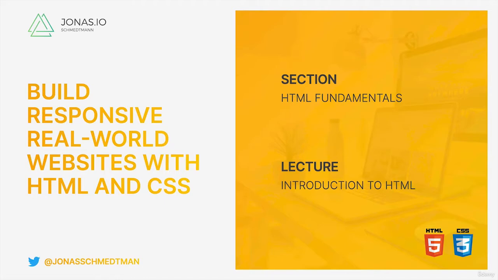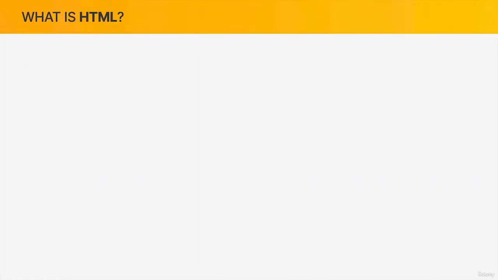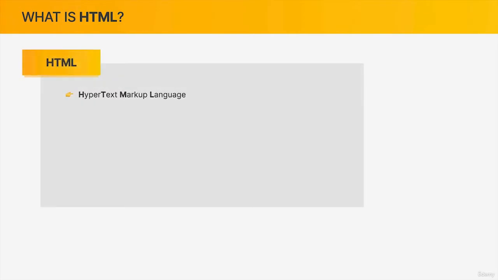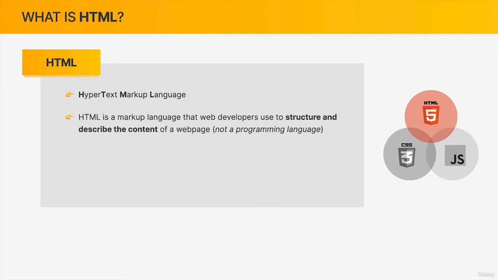Welcome back. Let's now very quickly learn what HTML actually is and what we can do with it. Basically, HTML stands for Hypertext Markup Language. And remember how we learned earlier that HTML is one of the core web technologies along with CSS and JavaScript, right? Now, HTML is a markup language that we web developers can use to structure and describe the entire content of any web page.